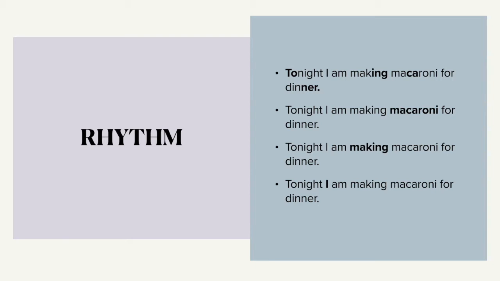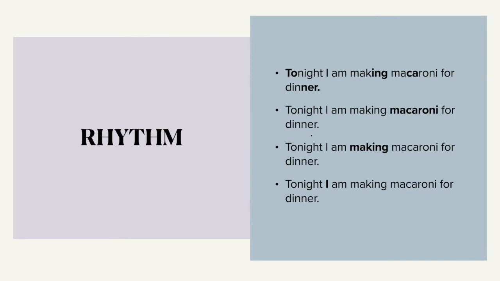Now, if you look at where the bold is for that first version, it's putting accents where we would never speak it. We would never say, tonight I am making macaroni for dinner. And that's basically what you have here. We might say, tonight I am making macaroni for dinner. We put the accents in different places. Look at the second one. Tonight, I am making macaroni for dinner.